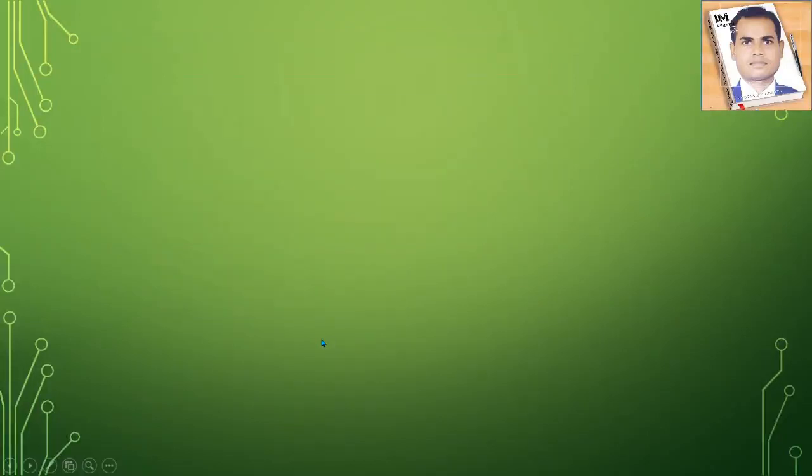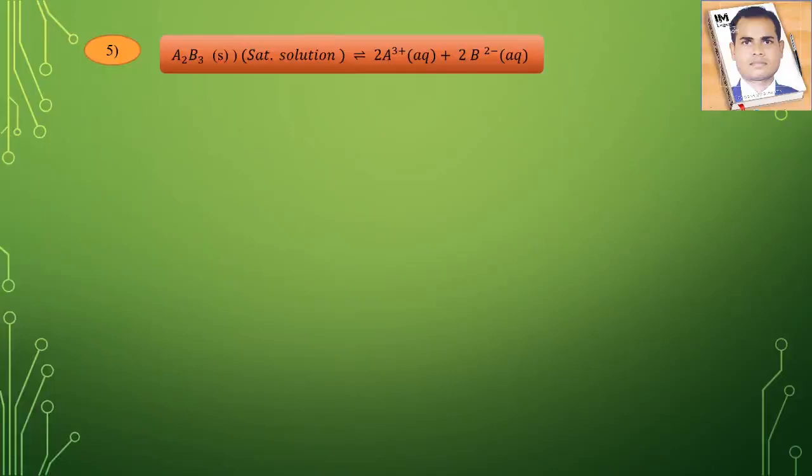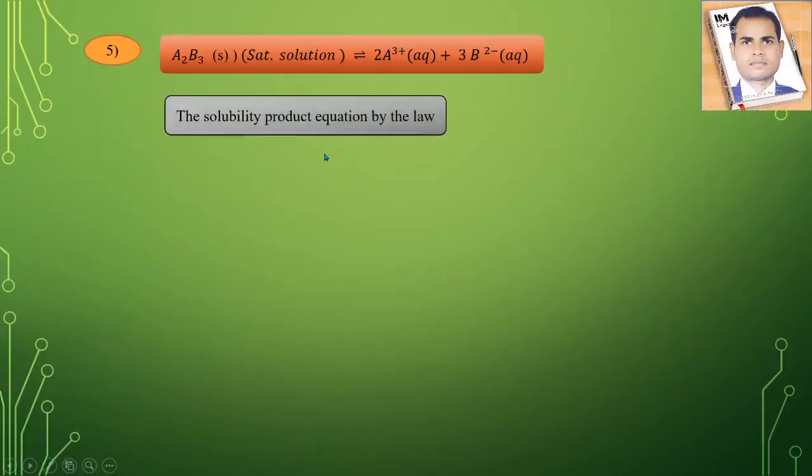Now we have to see the next molecule, which will be A2B3. You will see the dissociation for this molecule: A2B3 gives 2A³⁺ in aqueous form plus 3B²⁻ in aqueous form. So the solubility product equation by the law, Ksp, is equal to [A³⁺]² [B²⁻]³.